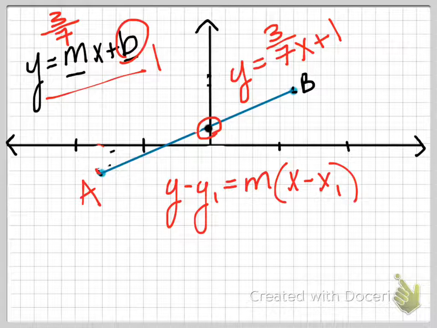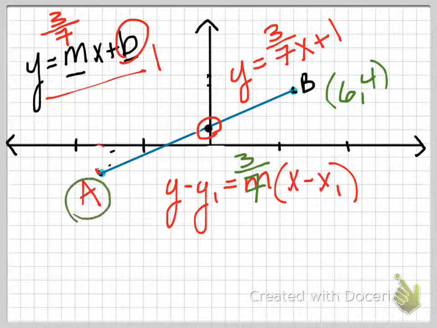So we already have a slope. Let's go ahead and we'll put that in. I'll use another color. We'll do 3/7 right there on top of my m. And then do we have an ordered pair? We did. Do you remember? We had 6, 4 was one of our ordered pairs. Let's go with that one. I like that one. Point A is in the negative quadrant, and so I try to avoid negatives if I can. So let's just plug.